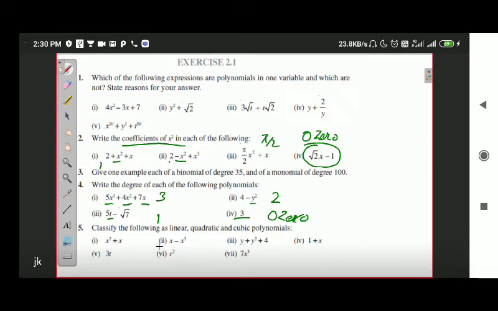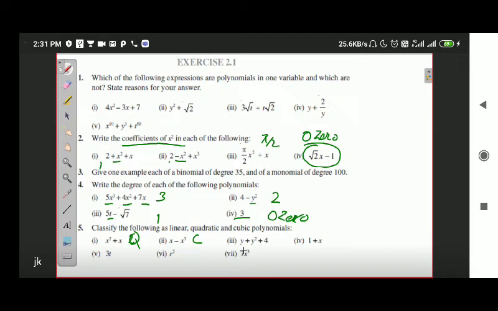Next is classify the following as linear, quadratic, and cubic. Linear polynomial means degree 1, quadratic polynomial means degree 2, and cubic polynomial means degree 3. So the first is x square plus x. The highest power of x here is 2, that means it is degree 2, that is, it is a quadratic polynomial. The second one is x minus x cube. The highest power of x here is 3, therefore it is a cubic polynomial.